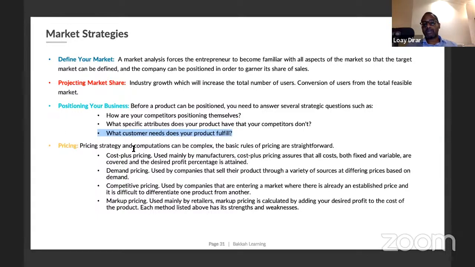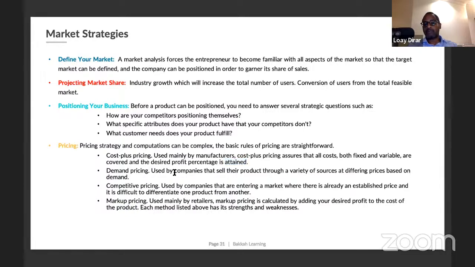Pricing strategy and computations can be complex, but the basic rules of pricing are straightforward. Cost pricing is one of the strategies or ways. Demand pricing, competitive pricing, and markup pricing. These are types of pricing. Cost plus is used mainly inside manufacturing entities. Cost plus pricing assures that all costs, both fixed and variable, are covered and the desired profit percentage is attained. So this is one way of pricing.